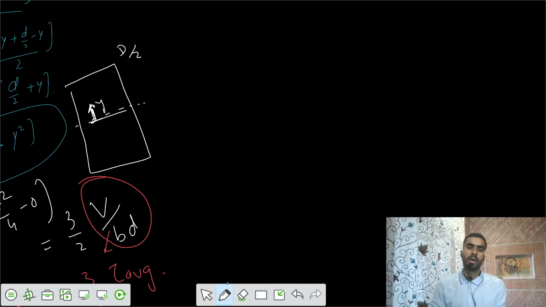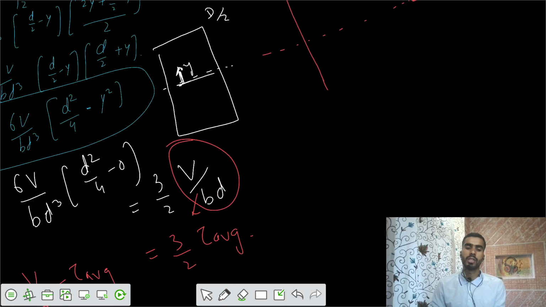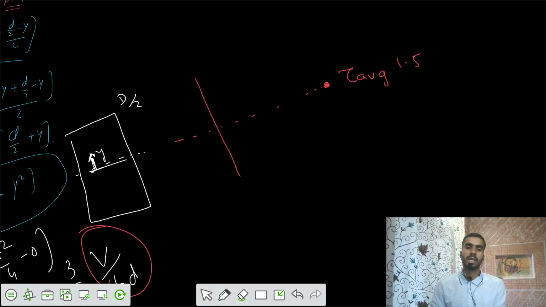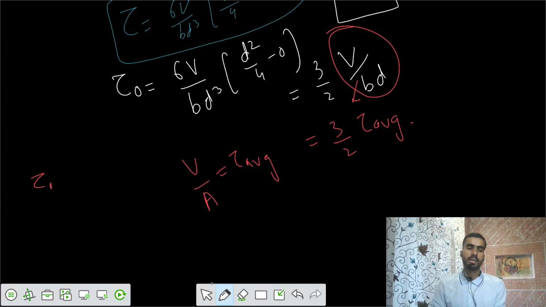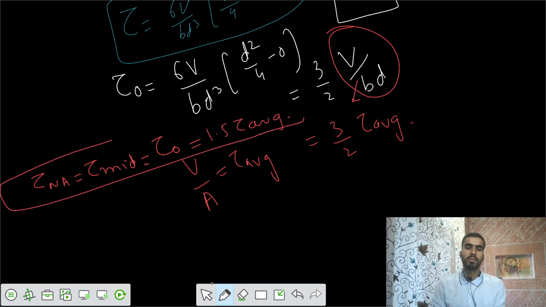Let's say that along the cross section, on the mid span, or we can say on the neutral axis, we got a shear stress of 1.5 times tau average. That's 3 by 2 of tau average. Then we can say mid is the neutral axis itself. Tau neutral axis equals tau mid, that equals tau naught, that equals 1.5 tau average. So we got this part for this rectangle.